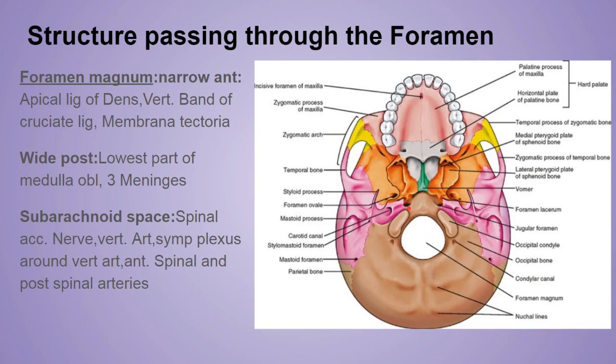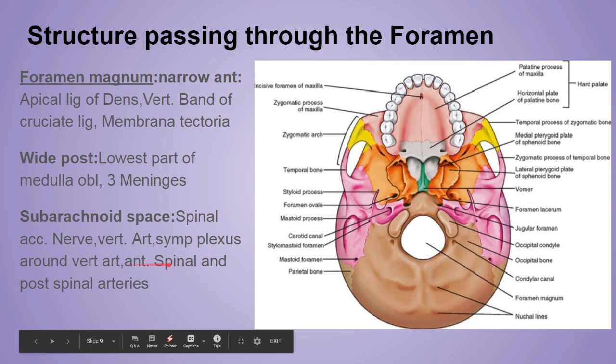Now this actually passes three things: the apical ligament of the dens, the vertical band of the cruciate ligament, and the membrana tectoria. The wider posterior part, the subarachnoid space, and the lowest part of the medulla oblongata with the three meninges give passage to the spinal accessory nerves, the vertebral artery, the sympathetic plexus around the vertebral artery, and two spinal arteries, that is the anterior and the posterior spinal arteries. So this is the foramen magnum.